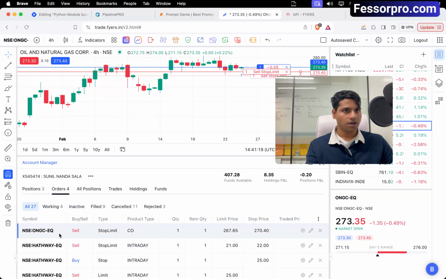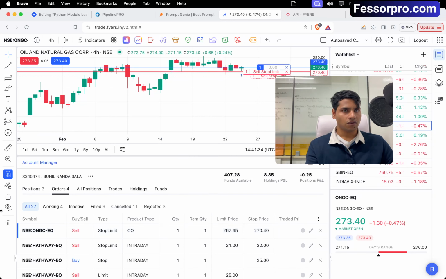And if I go to orders, see, there is a cover order. There was a stop limit. There was a stop price. There is a stop limit also. Okay. So stop price is 270. So I told you minus 3. 273 minus 3 is 270. This is how you place a cover order.